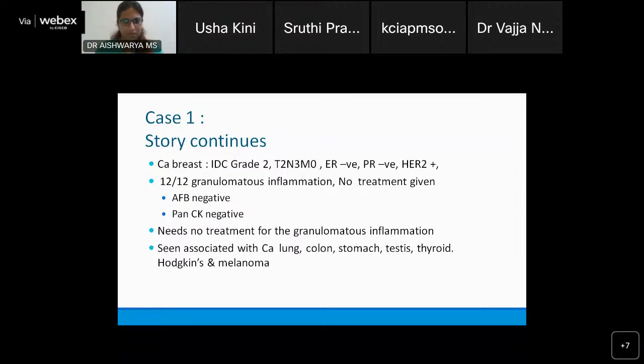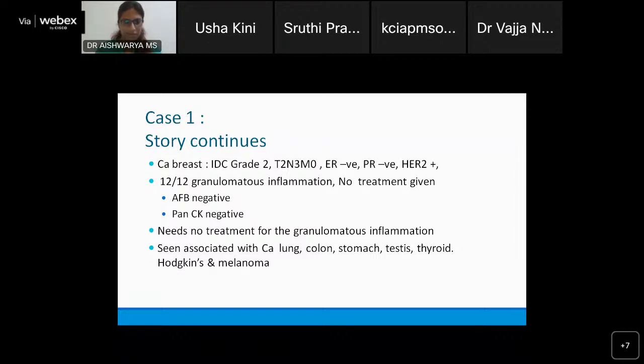So this lesion, the so-called what you saw, 3 lymph nodes with granulomata, could be associated with tumors in their regional lymph nodes, in the lung, colon, stomach, testes, thyroid, any one of these organs. So don't get perturbed when you see this granulomata. And then if you see one, please call up your friend and find out why this lymph node was sent.